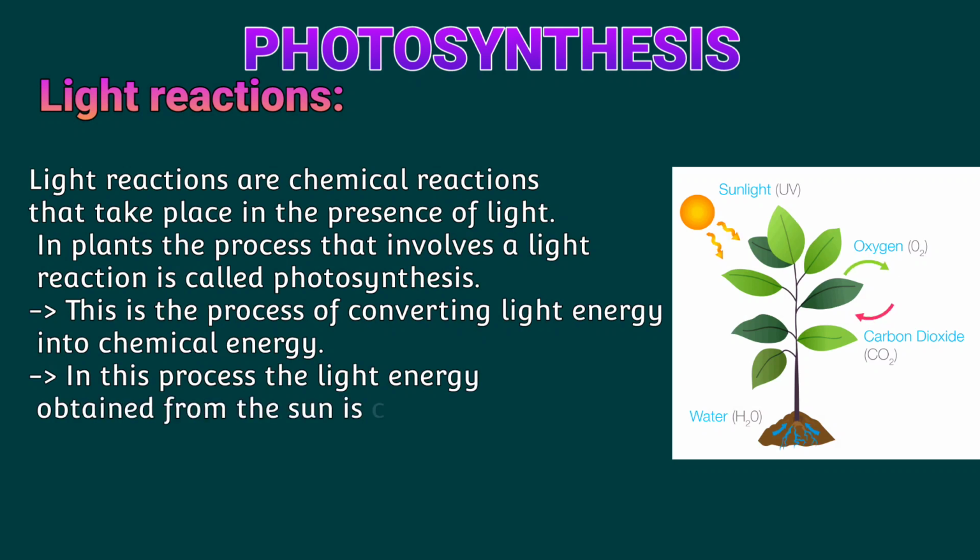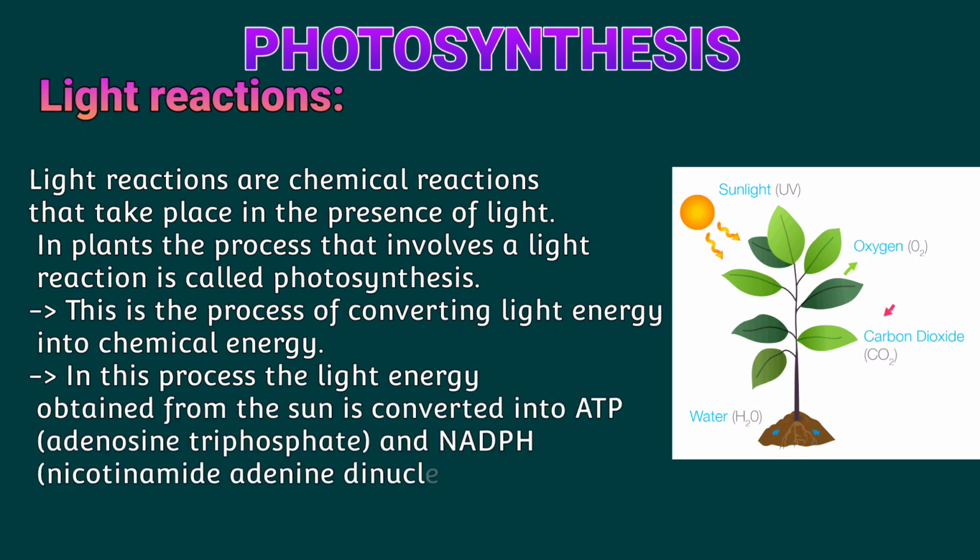In plants, the process that involves a light reaction is called photosynthesis. This is the process of converting light energy into chemical energy. In this process, the light energy obtained from the sun is converted into ATP and NADPH.